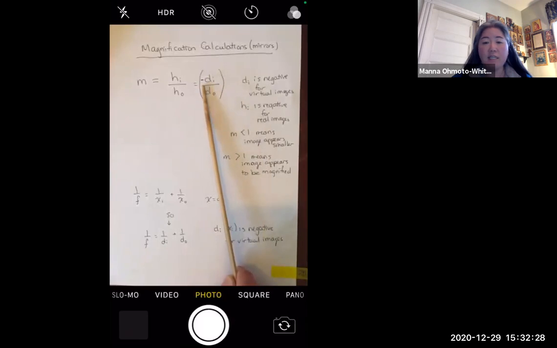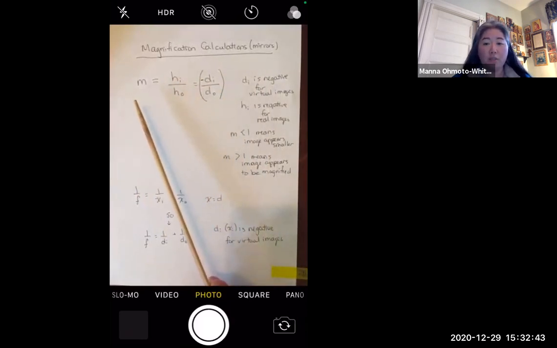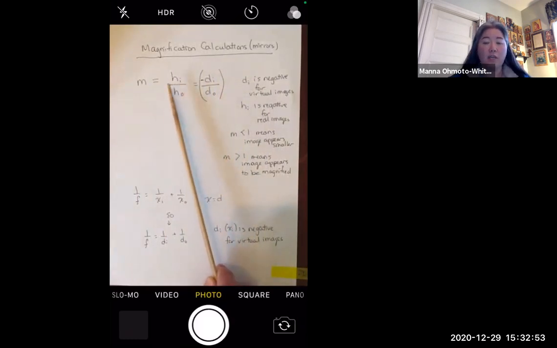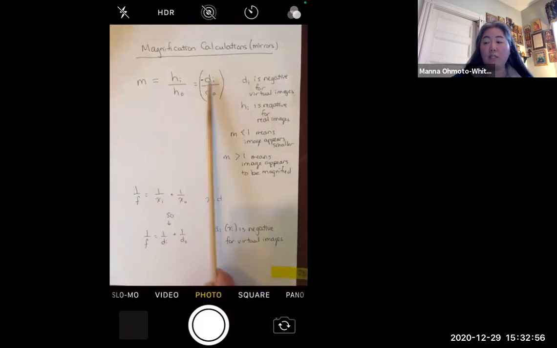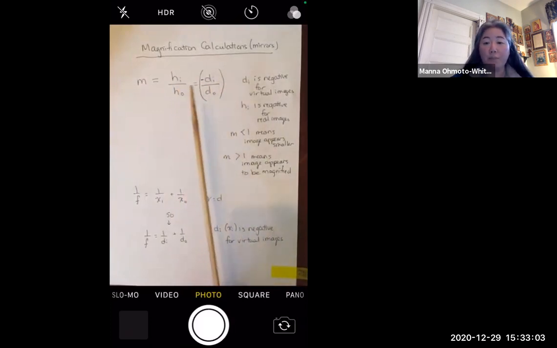So the subscript i always refers to the image, and the subscript o always refers to the object. Now notice that this side is negative, and that's because either you have a real image that is inverted, in which case the distance of the image would be positive but the height would be negative, or you have a virtual image that is upright, and in that case the distance would be negative because it exists behind the mirror, or looks like it exists behind the mirror, but the height is positive. So to reconcile the fact that one of these is going to be negative, the magnification equation just conveniently makes one of them negative.